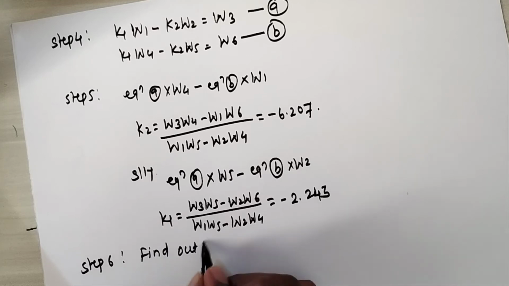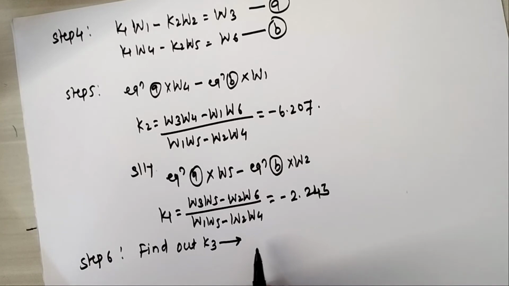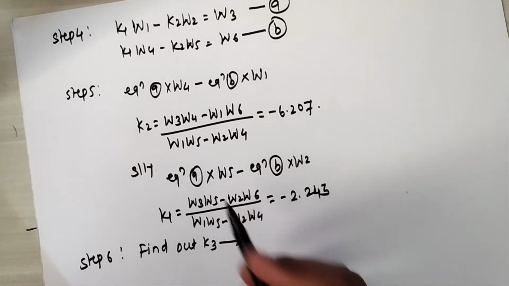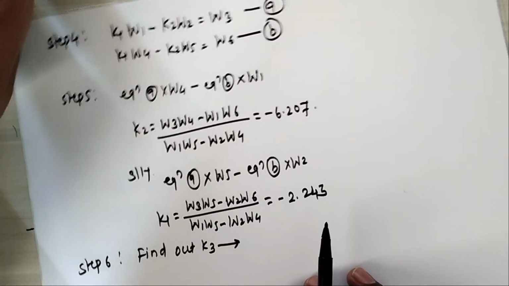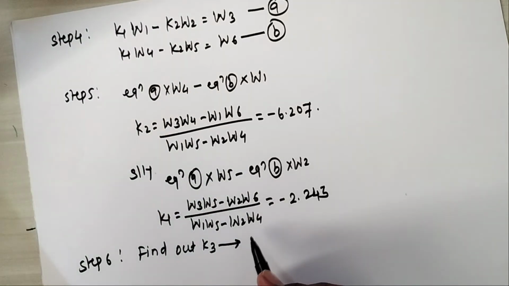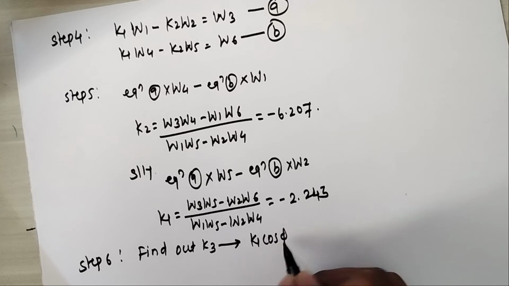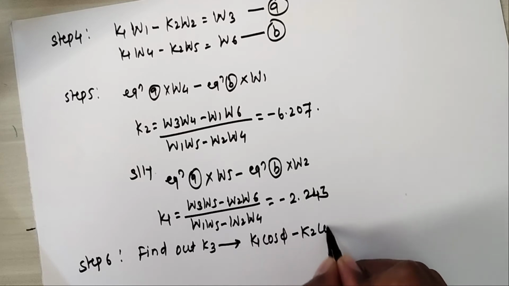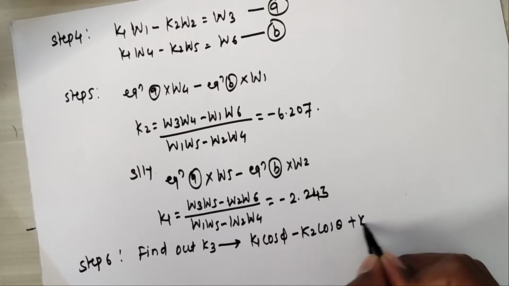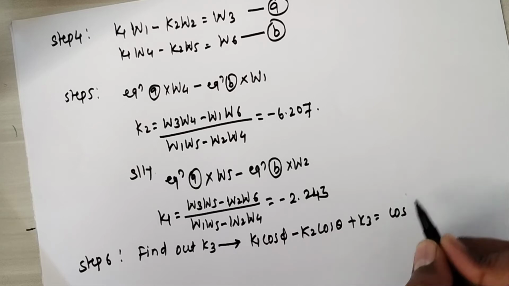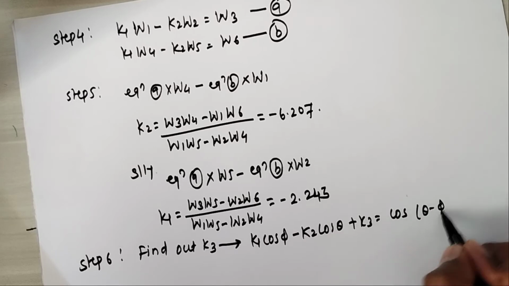So find out K3 from Freudenstein's equation. Any one equation, basically for any one step, here in this case for any one position we can put, but we know only one value. So for whatever position is known, put that position in Freudenstein's equation. So it is K1 cos phi minus K2 cos theta plus K3 is equal to cos of theta minus phi. This is our equation of Freudenstein.